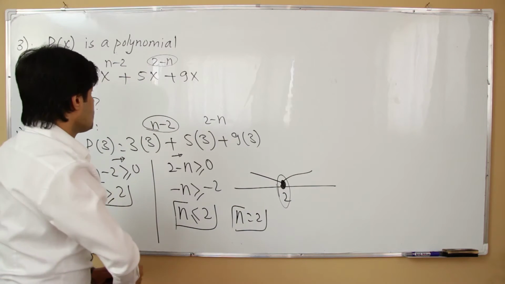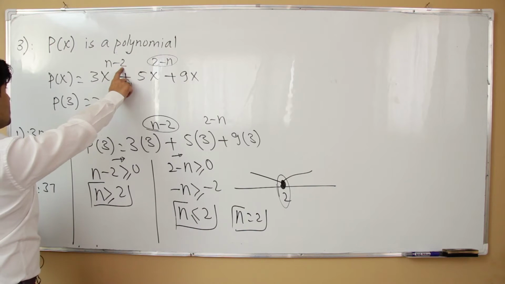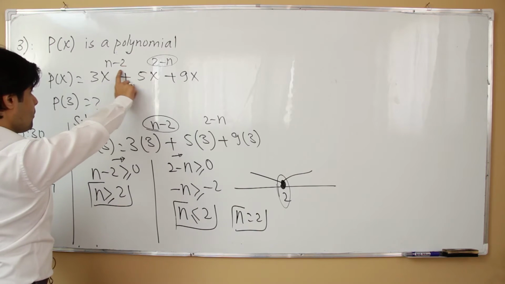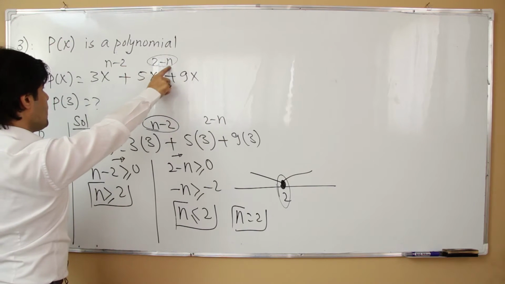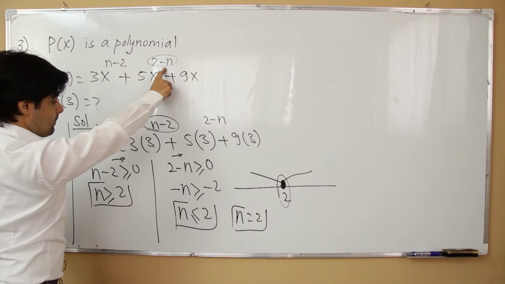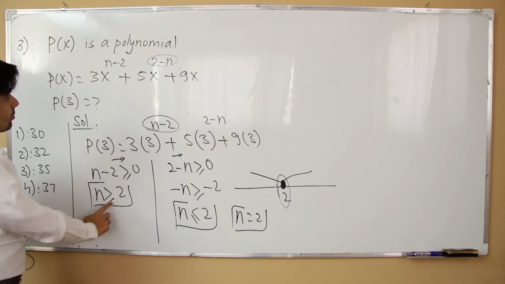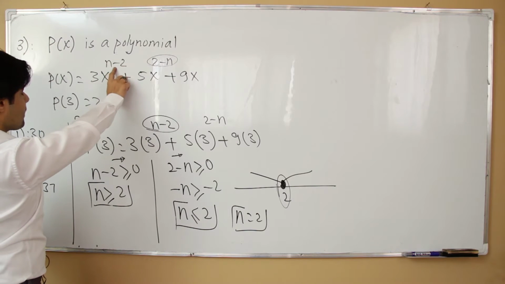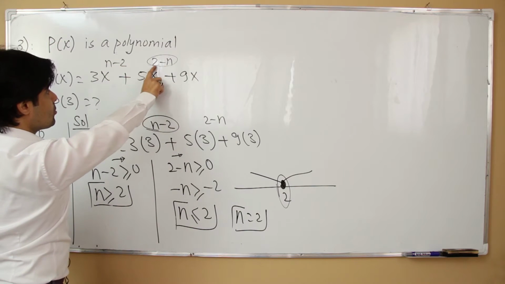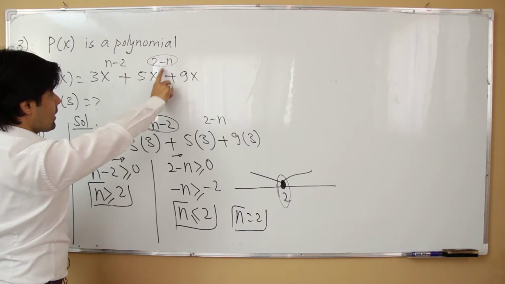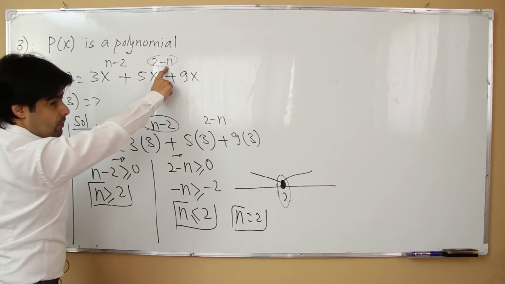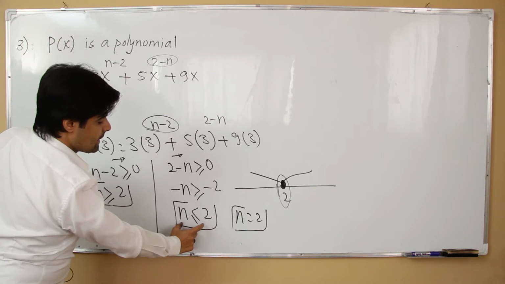Why? If you put 2, 2 minus 2 is 0, x to the power 0 is a polynomial. But if you put 3, which is greater than 2, 3 minus 2, x to the power 1 is fine. But in the second term, 2 minus 3 is minus 1, and x to the power minus 1 is not a polynomial.